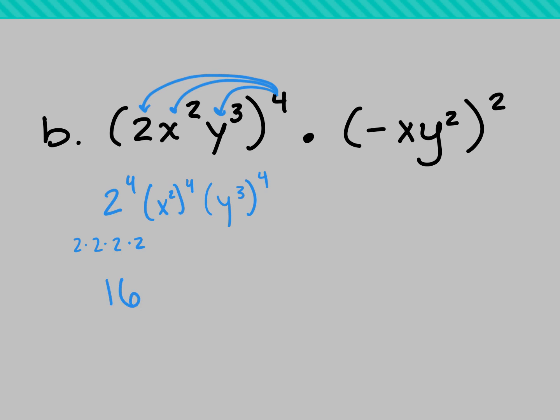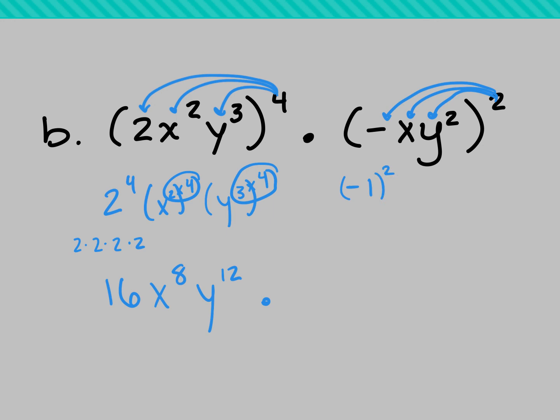X to the 2nd power to the 4th power, we multiply these two together. So this would be x to the 8th power. Again, we have a power raised to a power, we multiply the exponents together. This would be y to the 12th power. I'm going to do the same thing with the right side, so I need to distribute the 2 to the negative, and I distribute it to the x, and I distribute it to the y. So this would be negative 1, because negative 1 is our coefficient, squared, x squared, or I could say x to the 1st power to the 2nd power, and y to the 2nd power to the 2nd power.